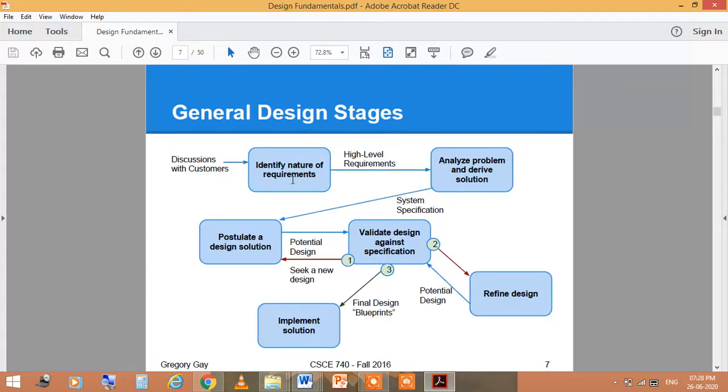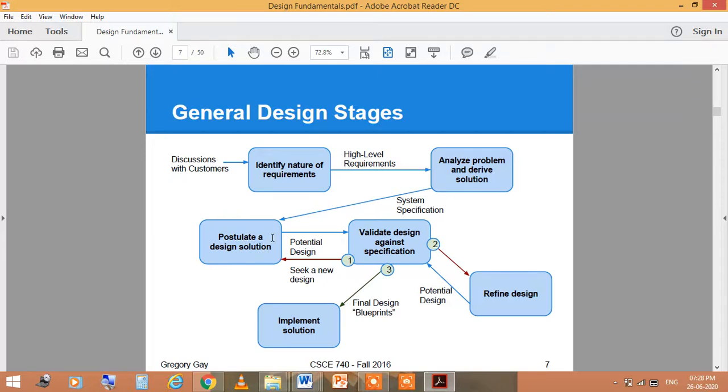Now these are the general design stages. First, identify the nature of requirements. This involves discussions with customers, so that you identify the requirements. After that, go to analyze the problem and derive solutions. After this phase, this is basically the system specification, and it goes to postulate a design solution. So here we find the solution and postulate it.